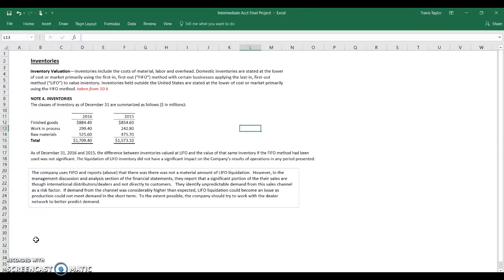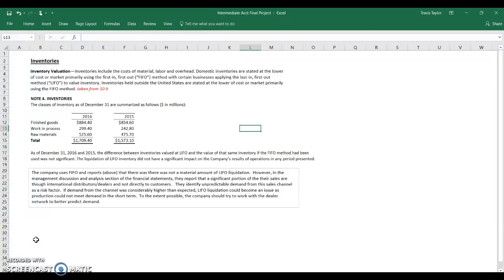The company primarily uses FIFO for its inventory valuation, with some exceptions that use last in, first out instead of FIFO. They did report that there was an immaterial amount of LIFO liquidation, which is good. However, one potential inventory issue that was listed in the management discussion and analysis section was that a significant portion of their sales are through international distributors and dealers, and not directly to the end user customers.